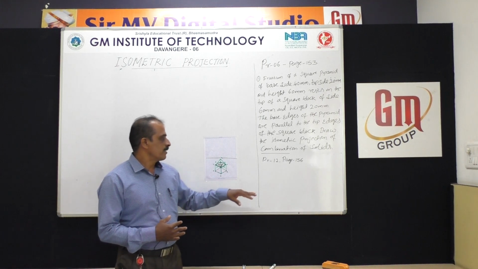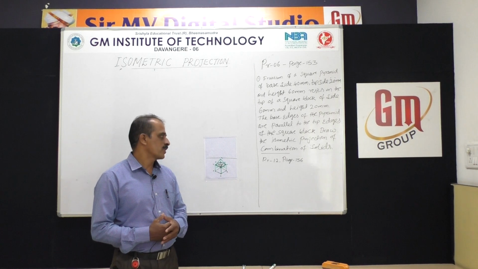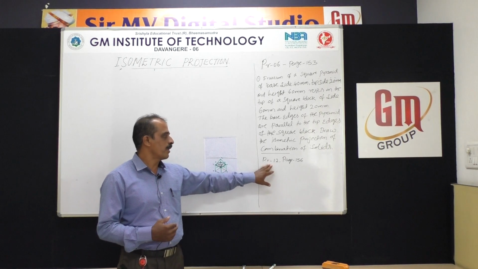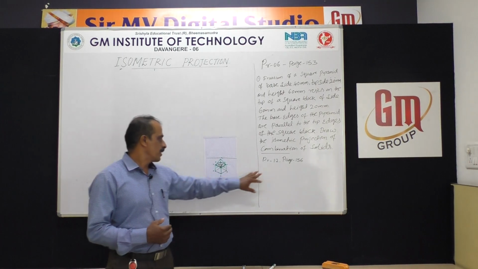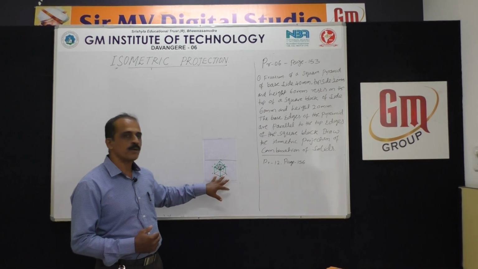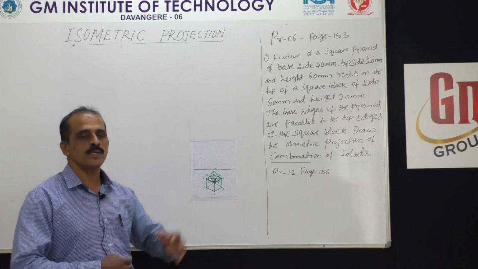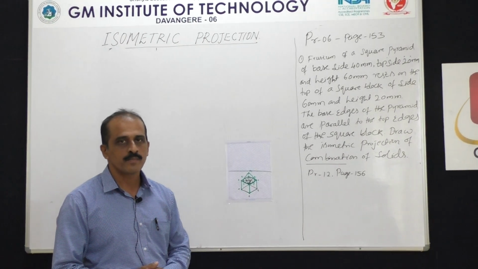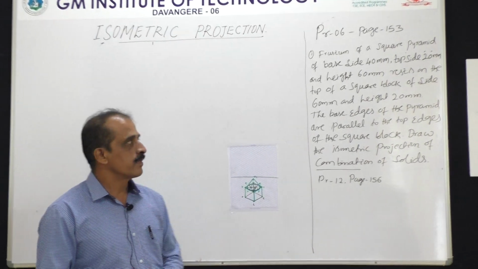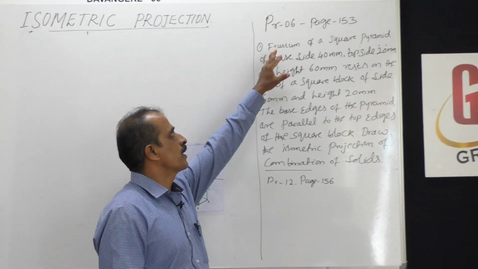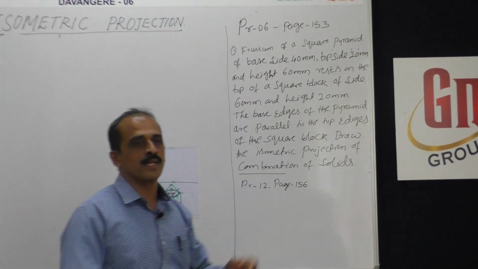In the earlier session, one of our professors, Suresh Babu sir, covered problem number 12 on page 156, where there are two solids, a prism, over which a cone has been placed. Now in today's session, I am going to deal with problem number 6 on page number 153.